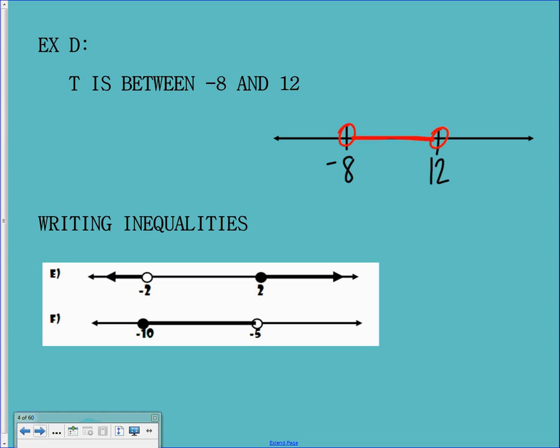Between means not including. Okay, so it does not say from negative 8 to 12. It says between those two numbers, meaning do not include them, so those will be open dots. Okay, and then we'll also practice writing them.